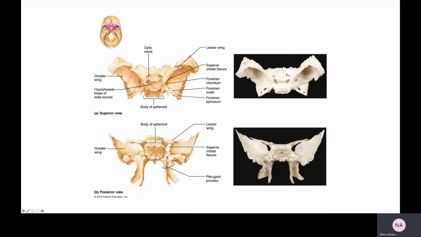This is the sphenoid bone, and I like to call it the bat bone or the moth bone because it kind of looks cool. Very exciting. It has various parts, like the greater wing. If there's a greater wing, what a surprise, there has to be a lesser wing. But really, the major landmark of the sphenoid bone that you need to know is this guy, the sella turcica, that saddle in which the pituitary sits.